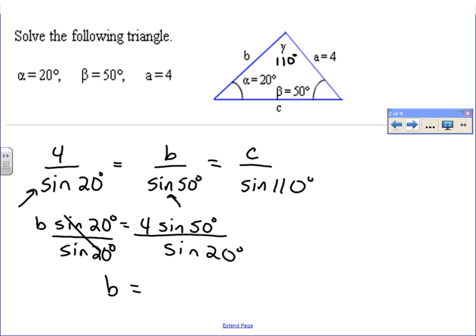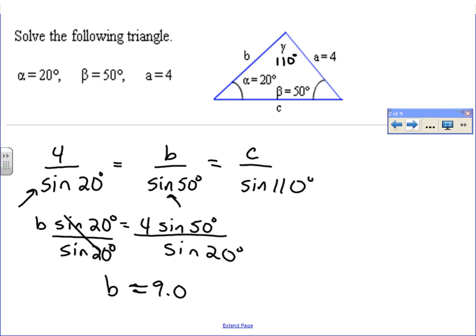I can't remember how many decimal places they've asked for, whether it was 1 or 2. Let's just say 1 decimal place. So there's 1 decimal place, and it rounds to about 9.0.